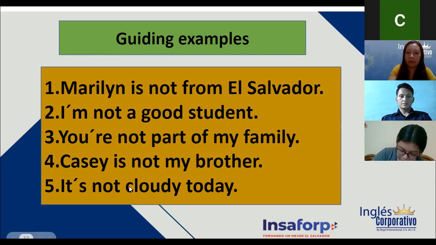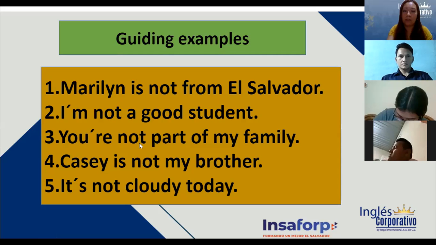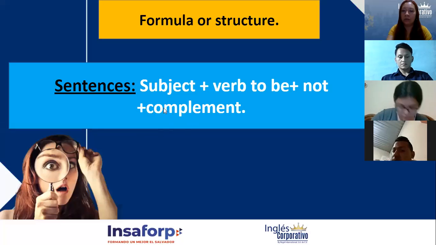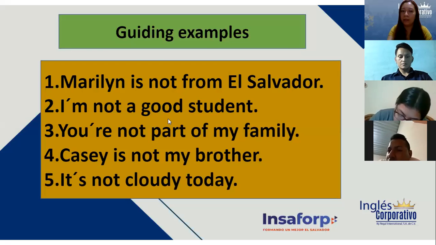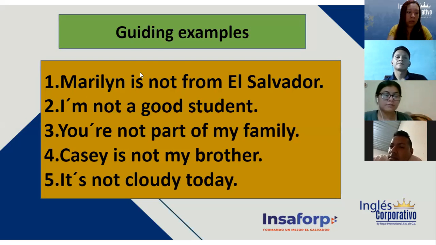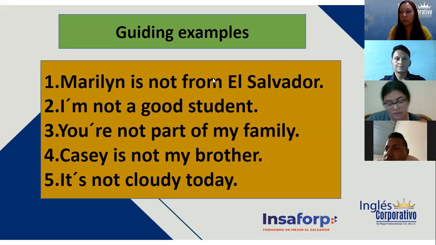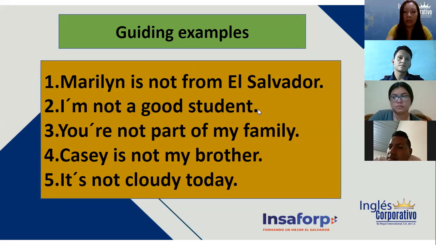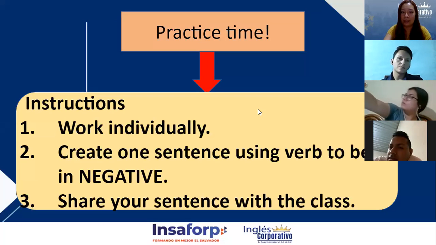Either or. Si se fijan, en cada una de estas oraciones, ustedes tienen justo la estructura que yo les acabo de demostrar acá, ¿verdad? Sujeto, verbo to be, negative not y complement. Miren, Marilyn es mi sujeto. Ese es el verbo to be, not, el negativo, from El Salvador, right? Marilyn is not from El Salvador. Y todos y cada uno de ellos siguen justo la estructura que yo les he mencionado. Así se ve puesta ya en oraciones negativas.